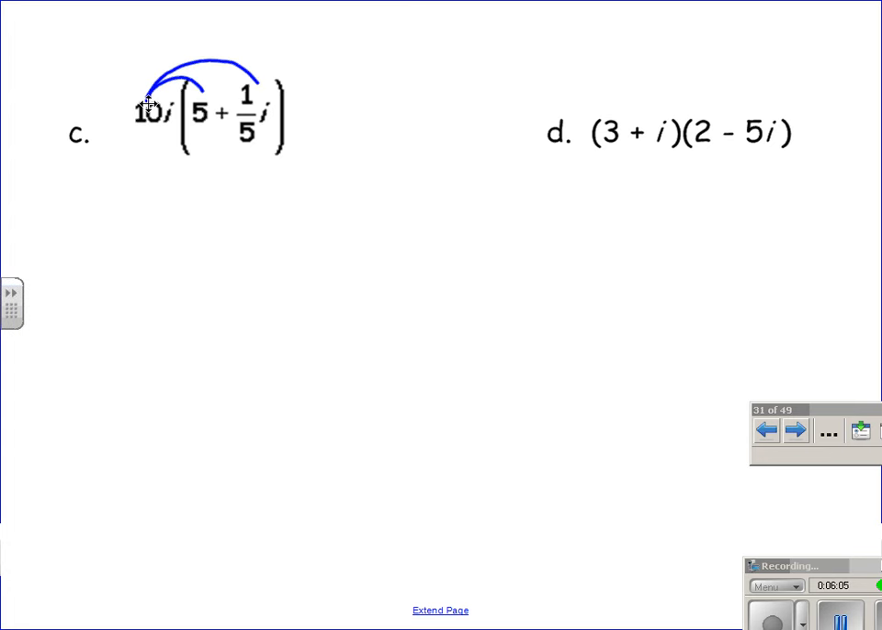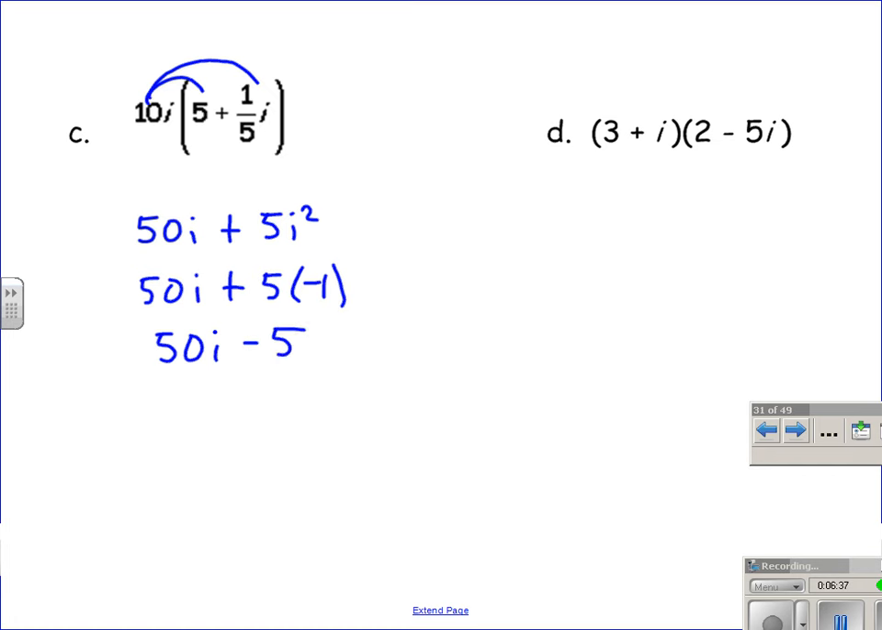This is going to distribute, and then that's going to give me 50i, and then plus 10 times the 1/5 is going to give me 5. And then I know that i squared is, or actually this is going to give me i squared. So let's write that down. And then once I have that, i squared I'm going to simplify to -1. So I have 50i plus 5 times -1. And that gives me 50i minus 5. And that's it for C.